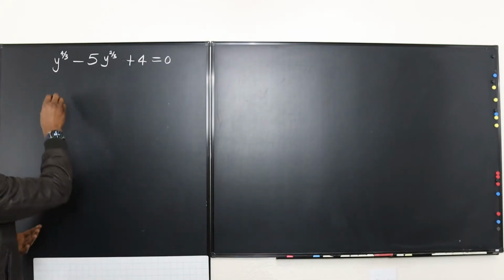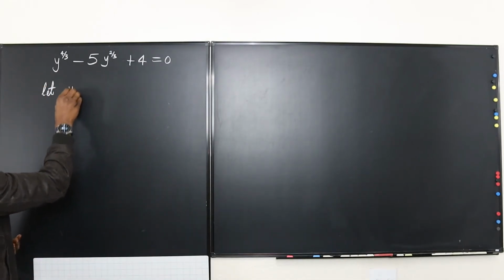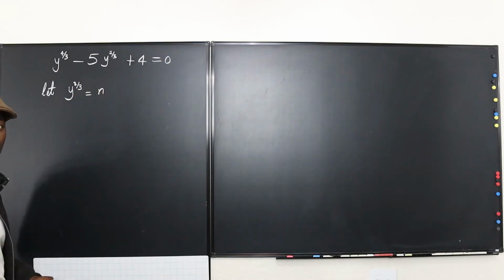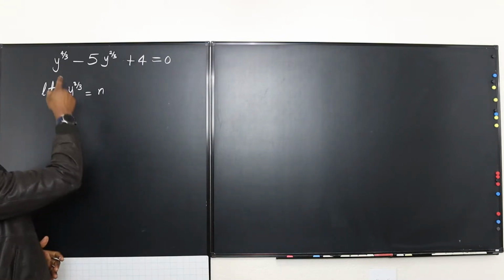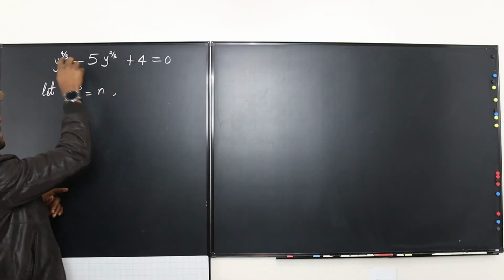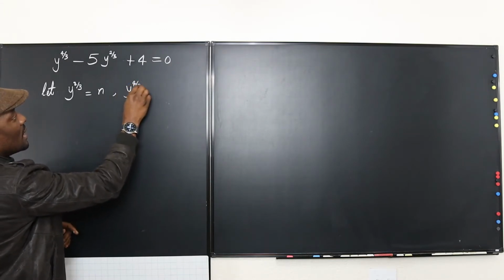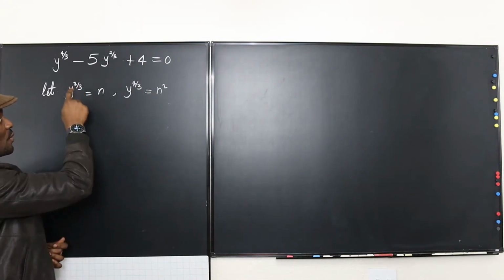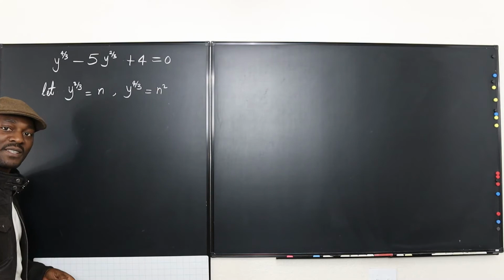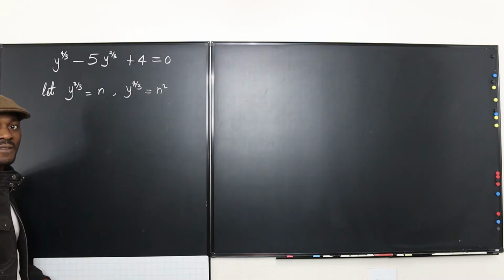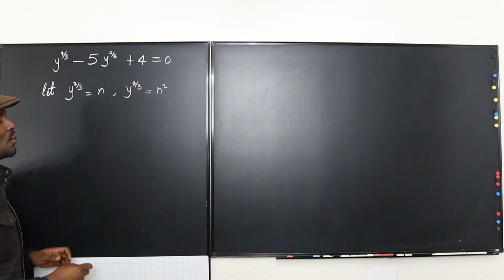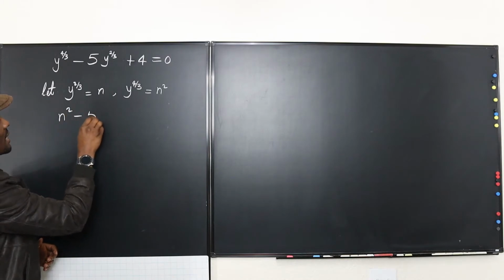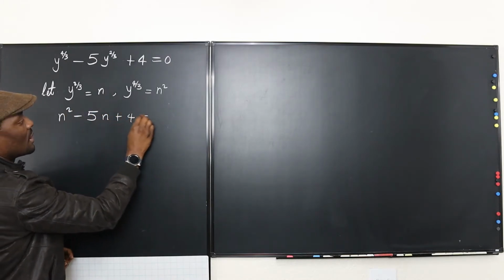So my substitution is going to be, I'm going to say let y to the 2/3 be equal to, I'll choose the letter n. Okay, use that as the new variable. Now if you look at this, it means that this expression, y to the 4/3, is going to be n squared. Because what I just did is multiply this exponent by 2, which means this 1 is multiplied by 2. Or just say that this is the square of this. So now let's rewrite this weird expression and make it look similar to what we are used to. So this is going to be n squared minus 5n plus 4 equals 0.